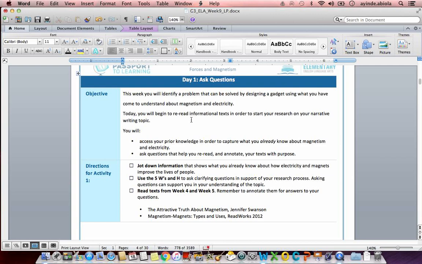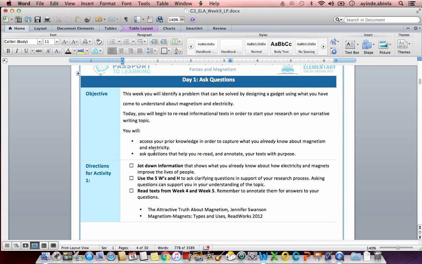Today, you will begin to reread informational text in order to start your research on your narrative writing topic. So here, it's just telling us that we're going to be rereading text that we have read before. We're going to be reading text that we have read before, and we're going to be doing that so we can gather information for our project toward the end of the week, okay?